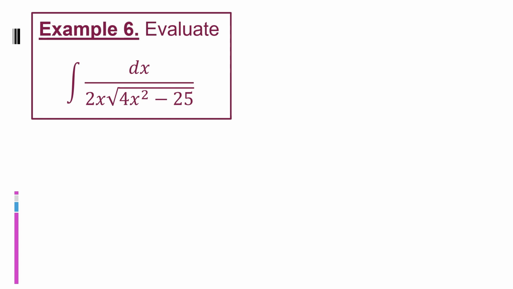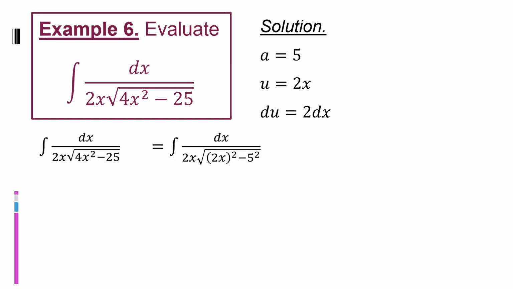And finally, let's evaluate the integral of dx over 2x times square root of 4x squared minus 25. So, for our solution, we let a be equal to 5 and u be equal to 2x. Our du is equal to 2 dx. Ngayon, pwede natin siyang i-rewrite as dx over 2x square root of 2x squared minus 5 squared. So, ganito yung kanyang itsura.